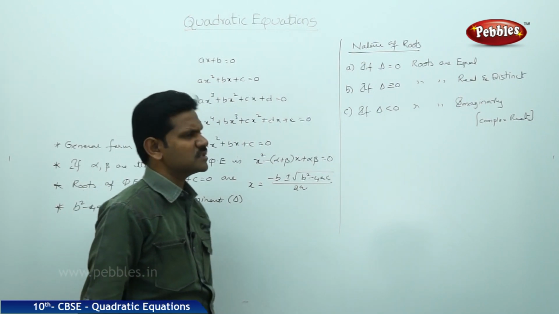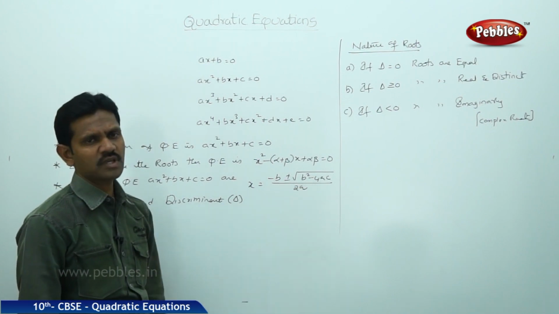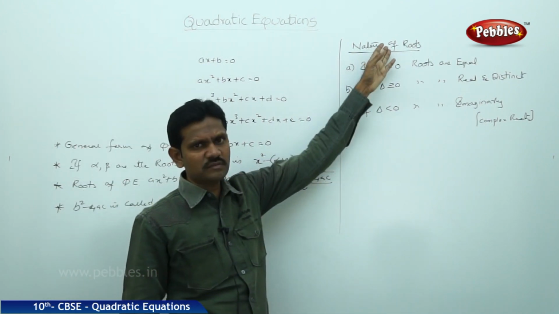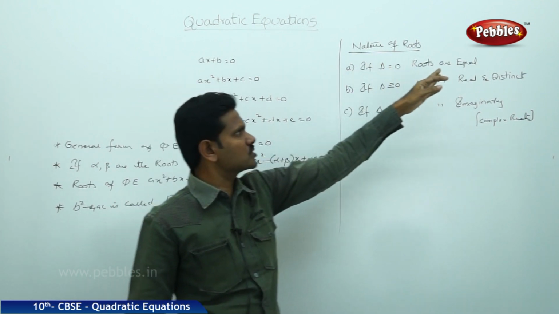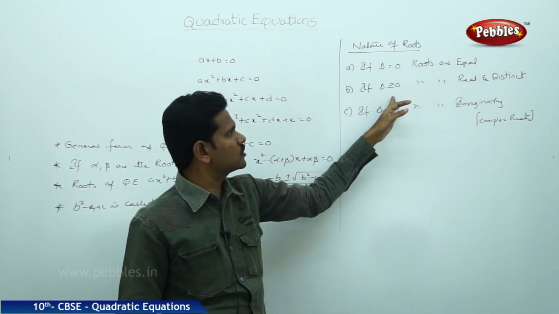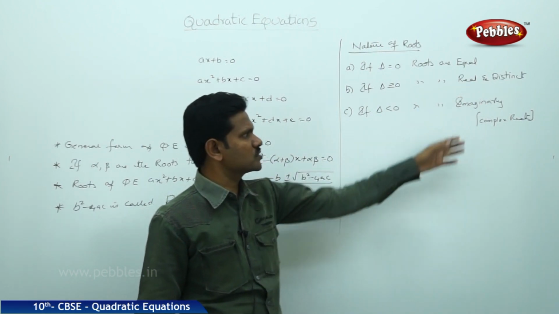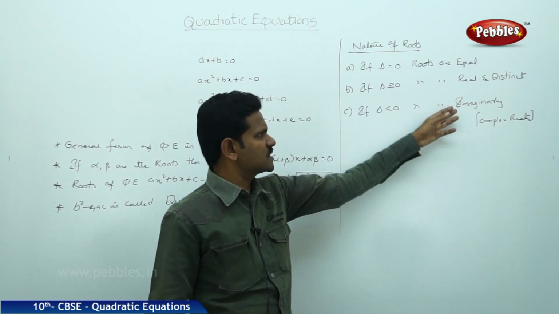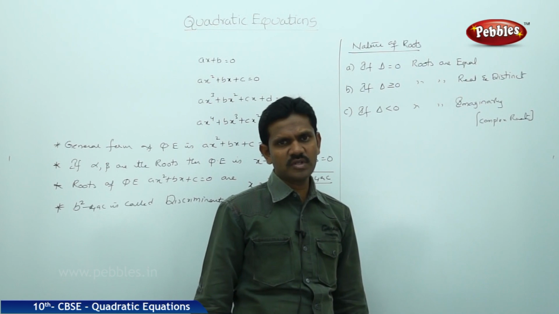Therefore, what we understand in this section is, based on the value of b square minus 4ac, we can decide the nature of the roots. Nature of the roots are 3 types. If delta equal to 0, roots are equal. Delta greater than 0, roots are real and distinct. If delta less than 0, the roots are imaginary. That means imaginary roots lead to complex numbers.